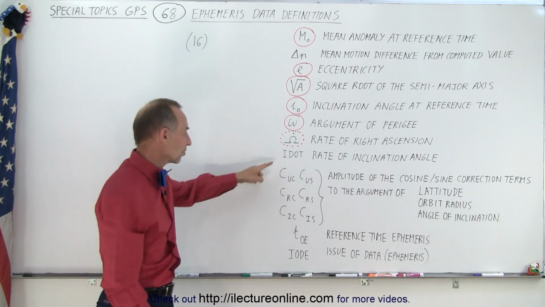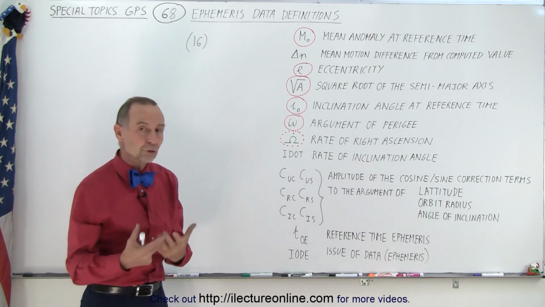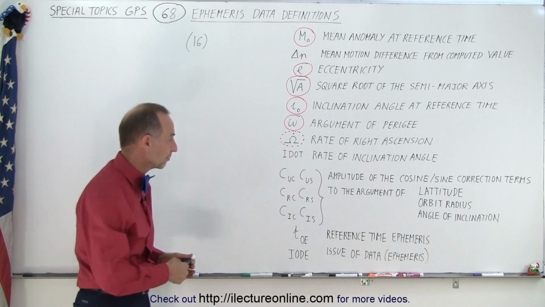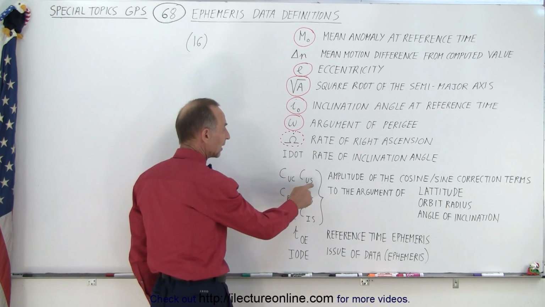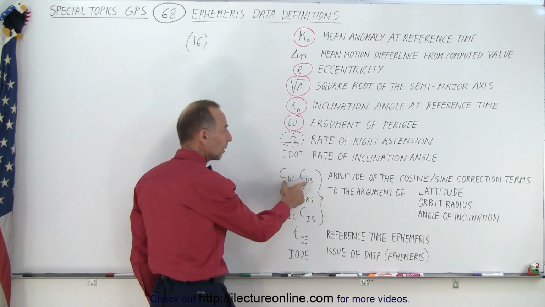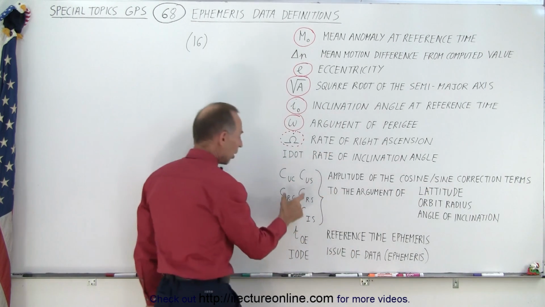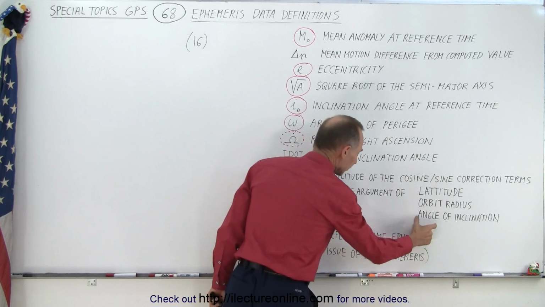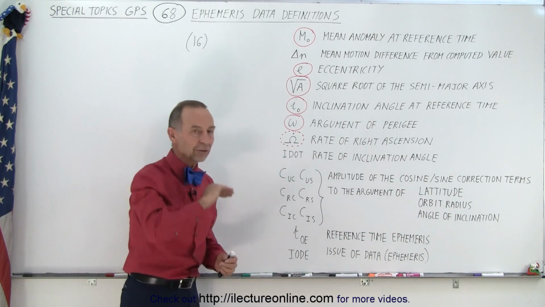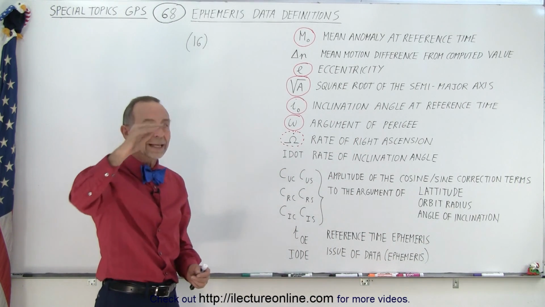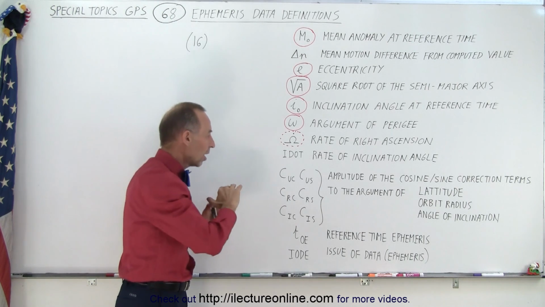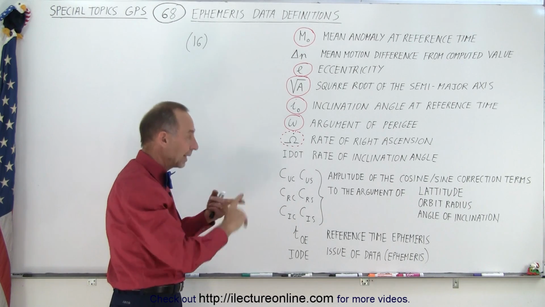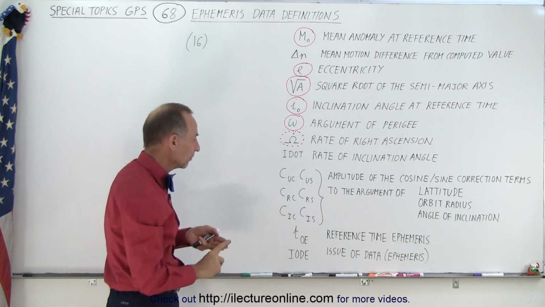Then we have these 6 constants here. These are amplitude constants of a sine or a cosine function. C means cosine, S means sine, and U represents the latitude, R represents the orbit radius, and I represents the angle of inclination. And notice that there will be sinusoidal undulations or changes of those parameters, the latitude, the orbit radius, and the angle of inclination.